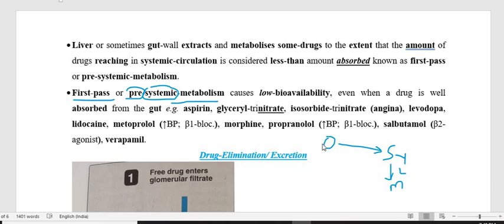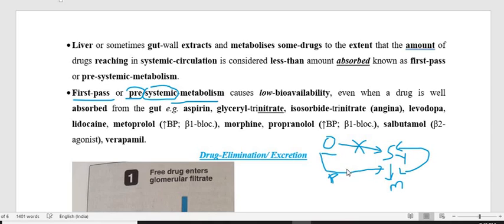So when you are administering the drug through the oral route, it leaves the GI tract and reaches the liver through the portal system. Through the portal circulation, it reaches the liver, and thereafter it goes to the systemic circulation.